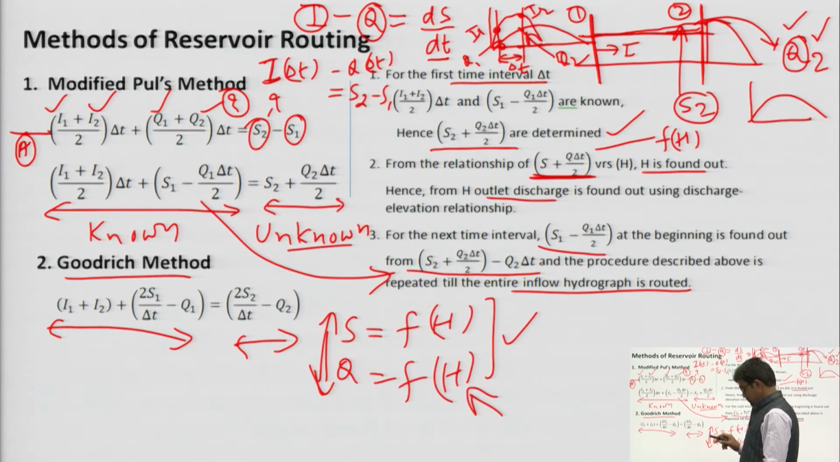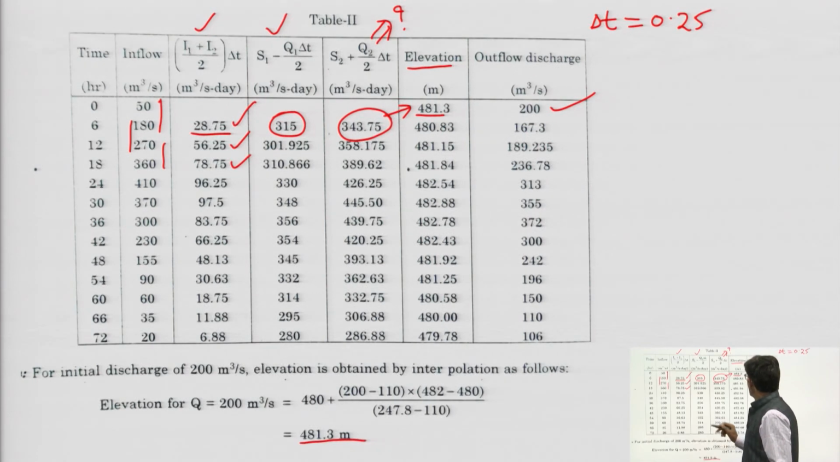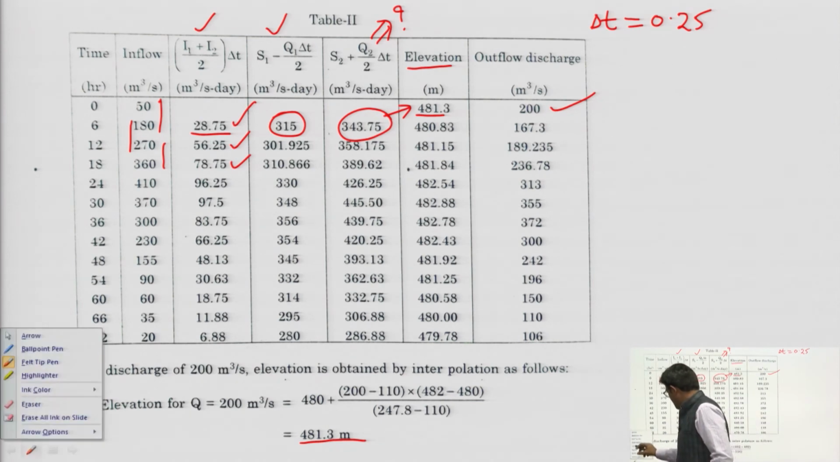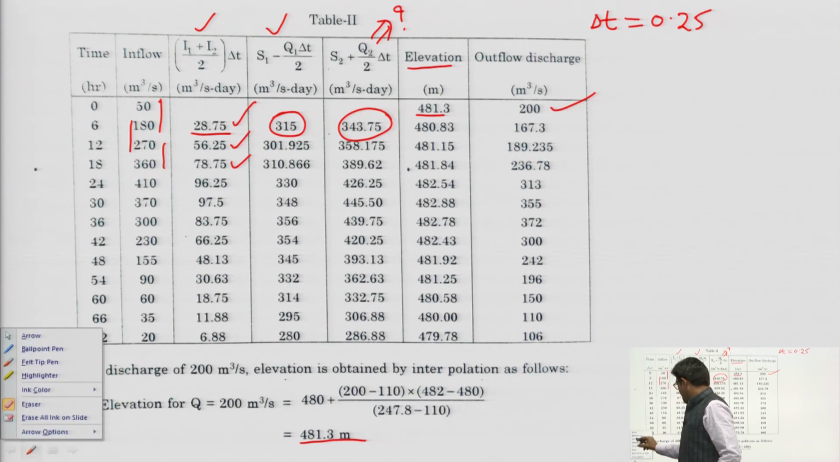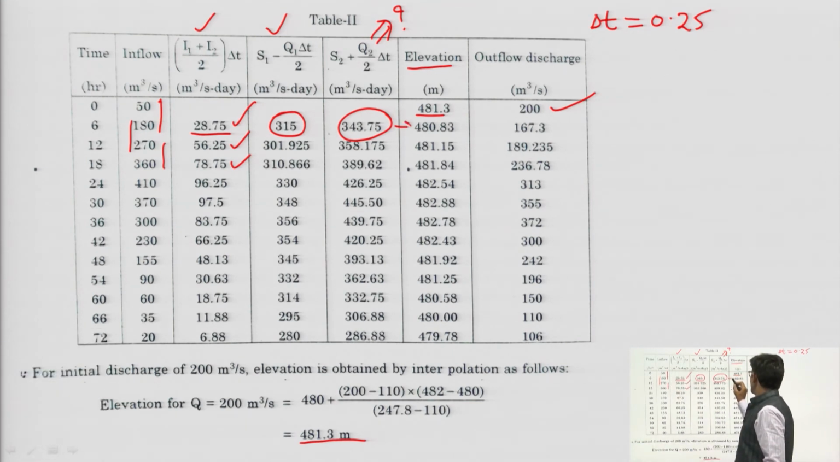Okay. So at this storage, the elevation is this one. Elevation again we will calculate. So we will get 480.83 by interpolating. And at this elevation, what will be the discharge? By interpolating, we will get 167.3.